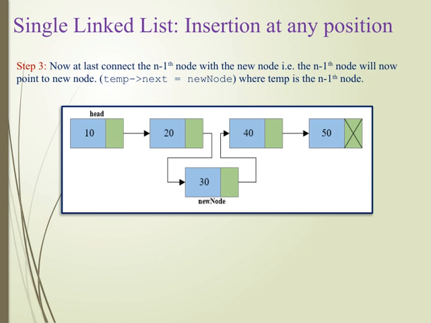This action completes the insertion process, seamlessly integrating the new node into the list. Remember, this step is crucial because it ensures the list remains properly linked and accessible. Connecting the last node to the new node confirms that our insertion at any position is successful and maintains the integrity of the linked list structure.